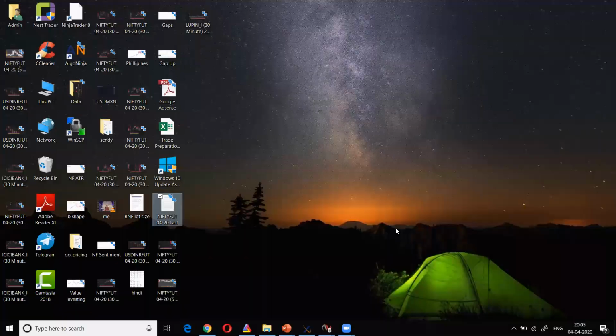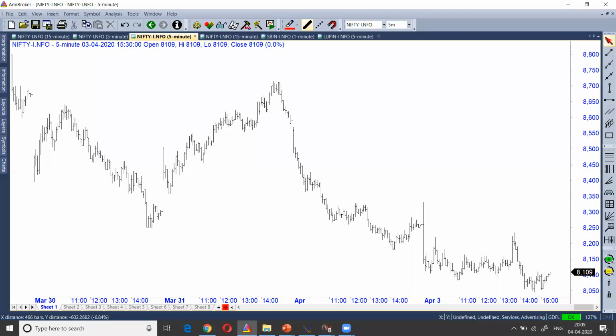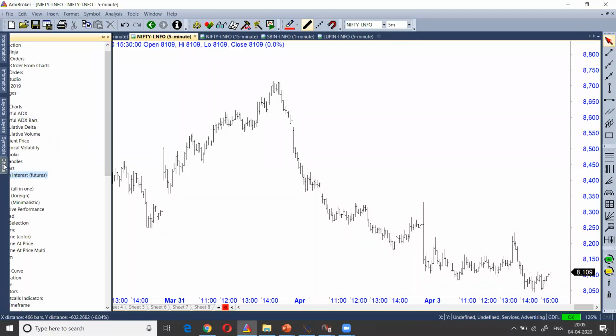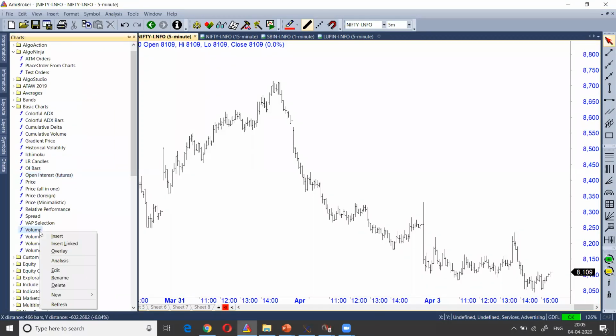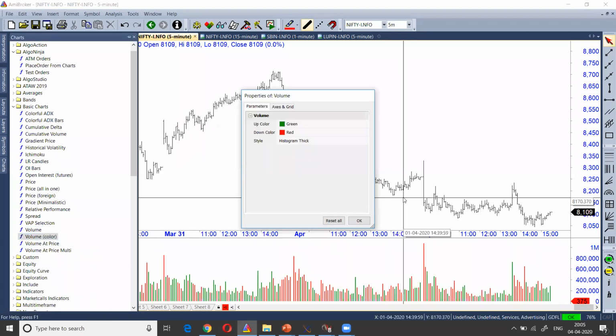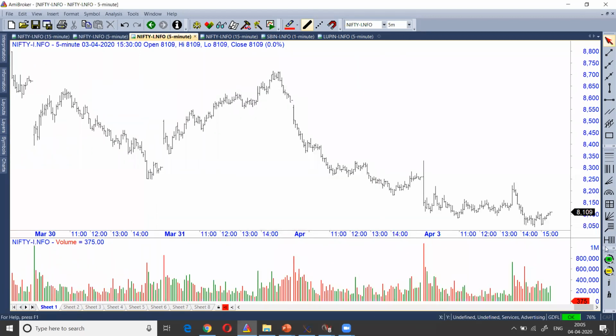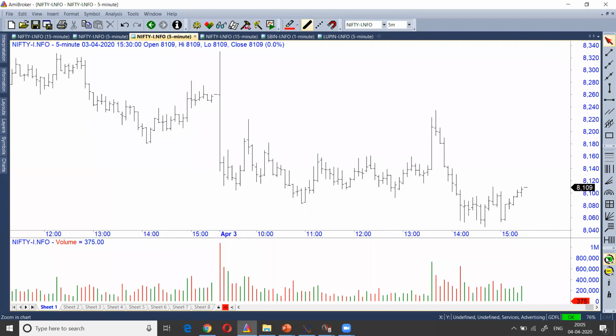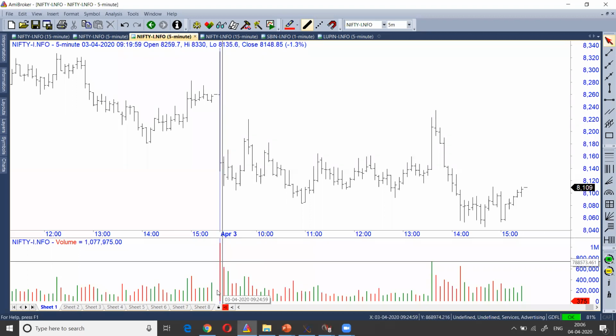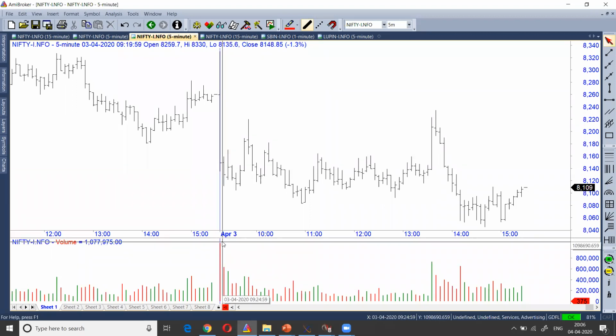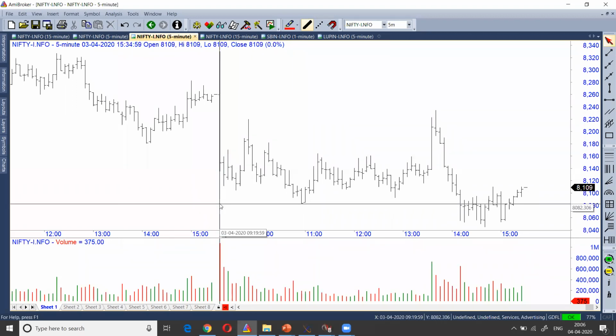Just think about a game here. I have a 5 minute chart of Nifty. Let me pull up the volume charts over here, and maybe add some color to it as well. So how do we know who is doing what? Here we have a big candle, and we are seeing a big volume as well. What does that mean? How do I know how many buyers and sellers are inside that candle?